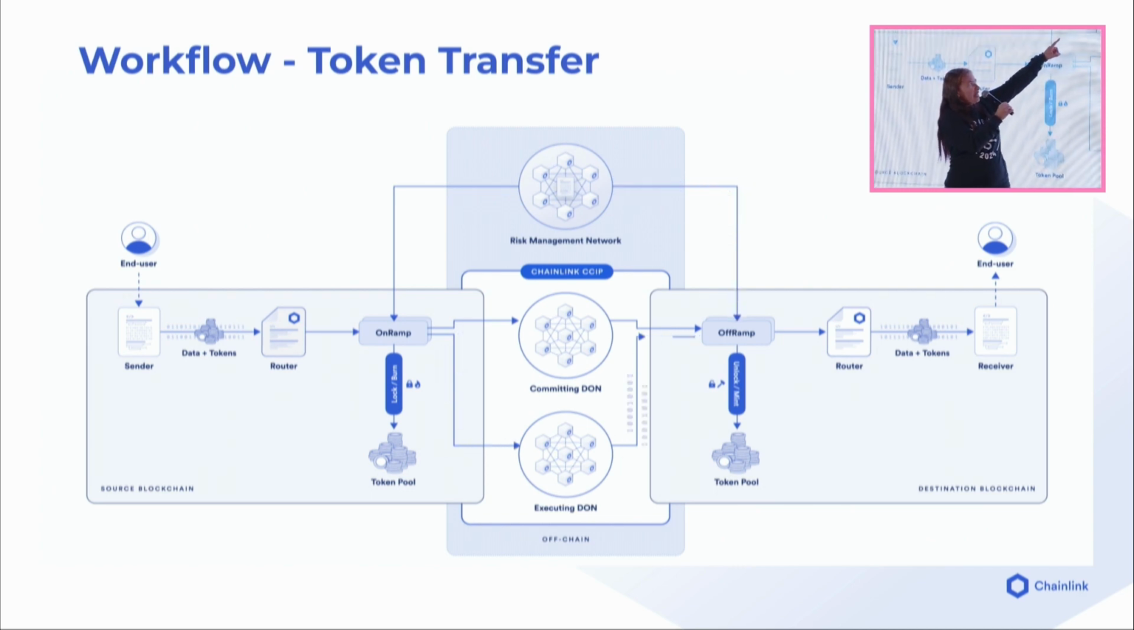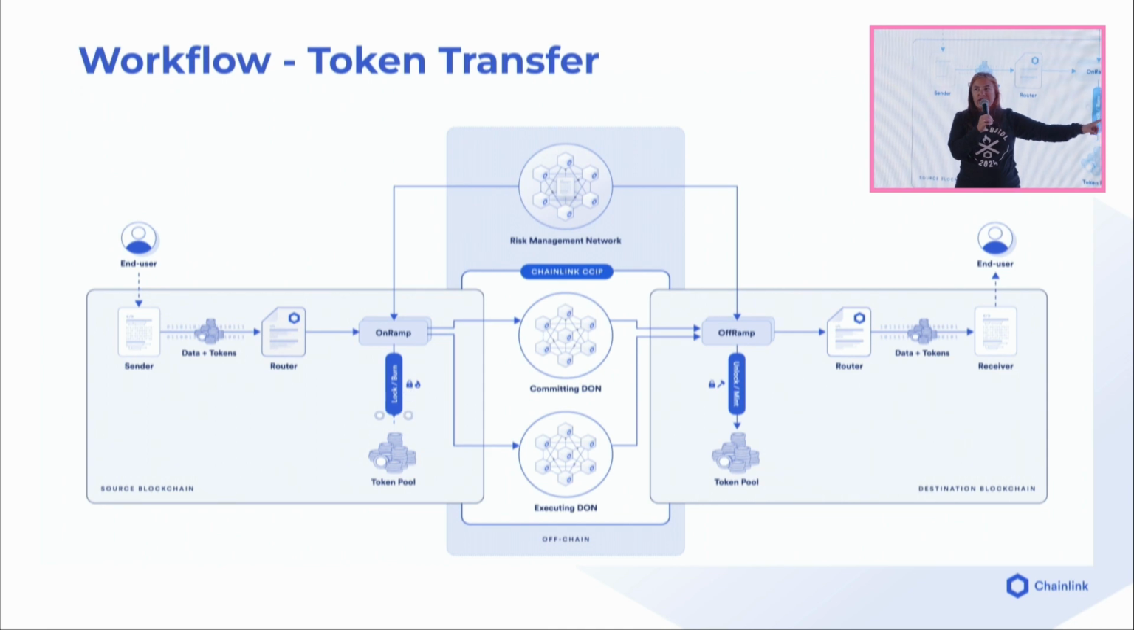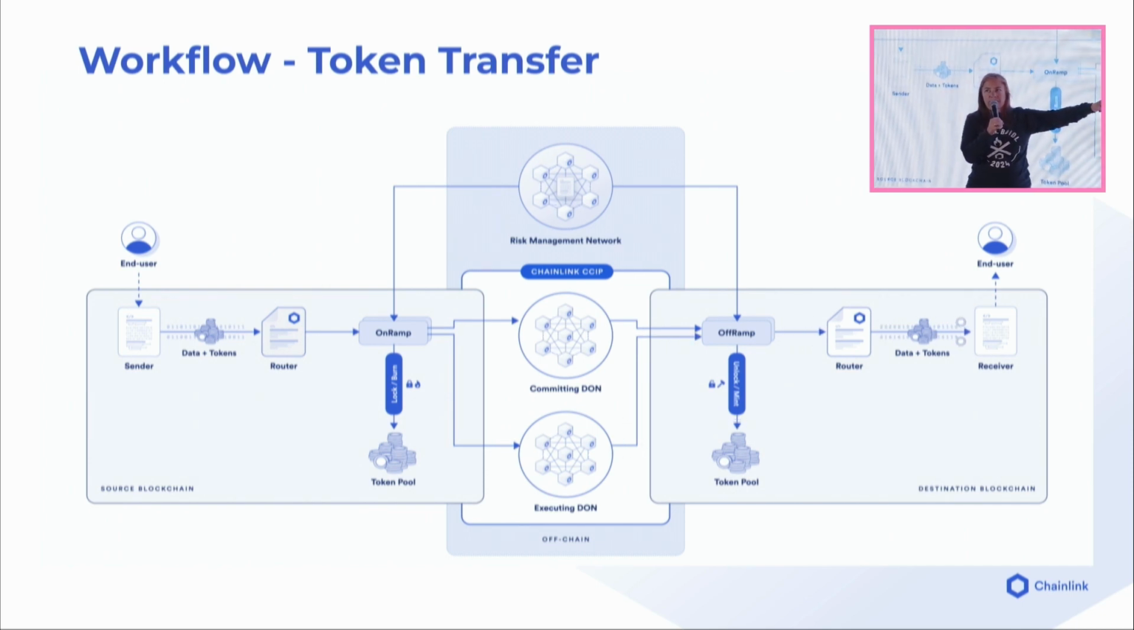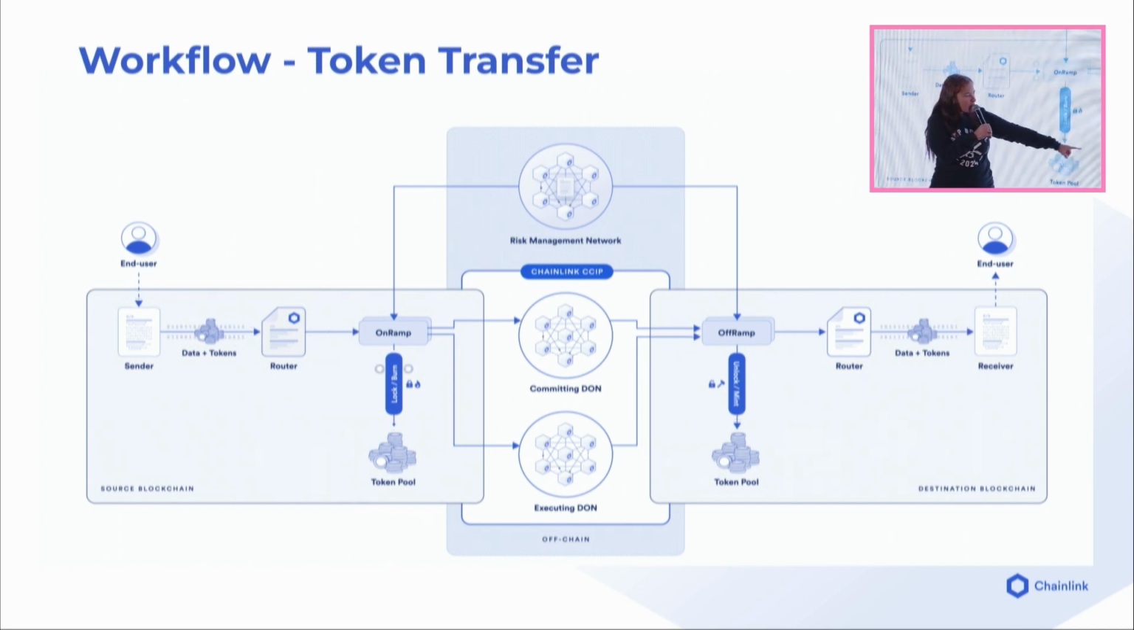We have one risk management network that takes care of everything to not have a double spend, and takes care of the finality of the transactions. We have another network that has a consensus to commit the transaction to the other chain. And we have a third network that's executing the transaction. So we have different parts exactly to be sure that this is really secure.